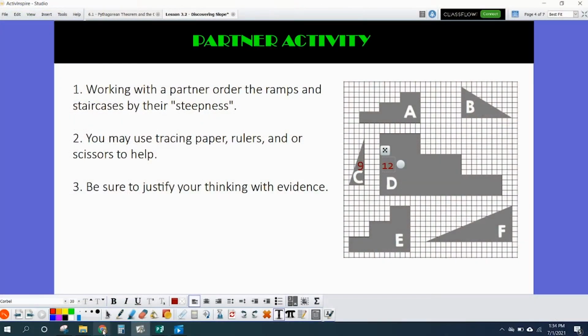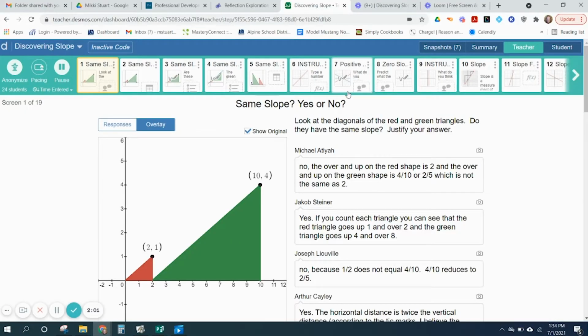So once we've had a really good discussion and I feel like they're understanding that really well, then I'll move them to the technology to see if they solidify, because I still know there's going to be a lot more mistakes that we make and some other errors. So I have this Desmos activity that I created here, and the very first screen they see, they're given these similar triangles and they're just asked to tell me if they have the same slope and justify it.